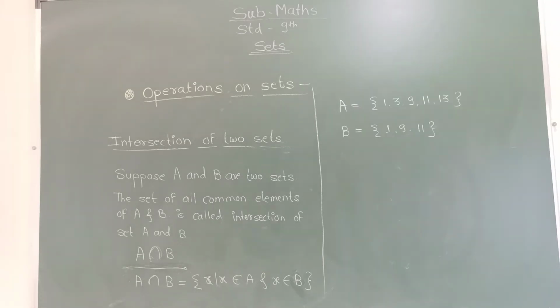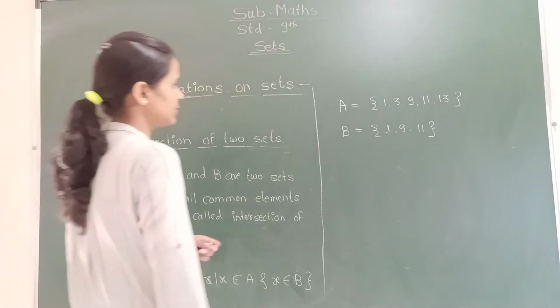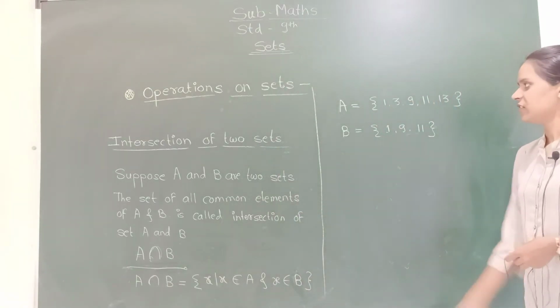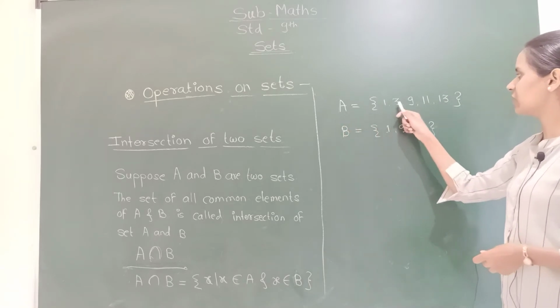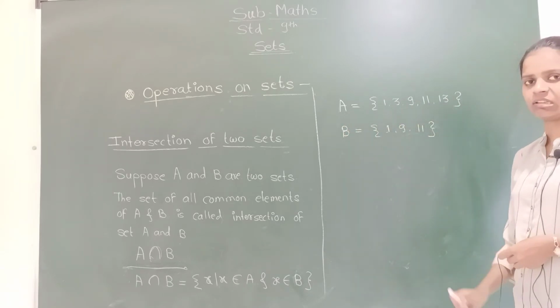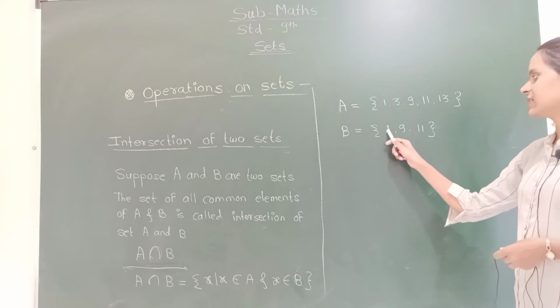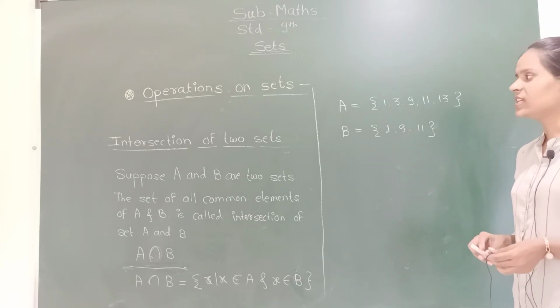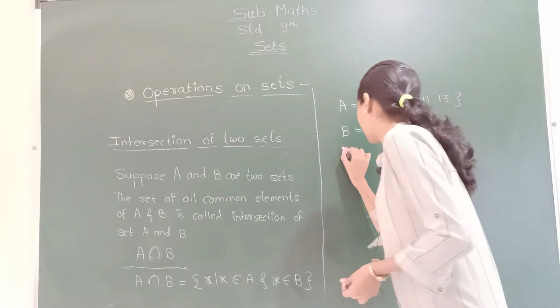See another example of intersection of two sets. On board you can see two sets. First set A has elements 1, 3, 9, 11 and 13. And second set B consists of elements 1, 9 and 11. What is A intersection B?